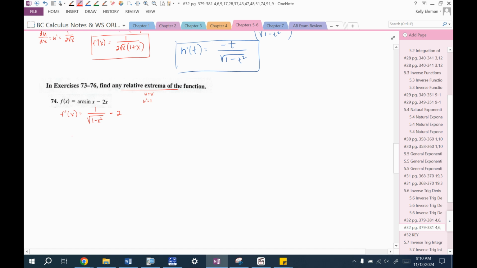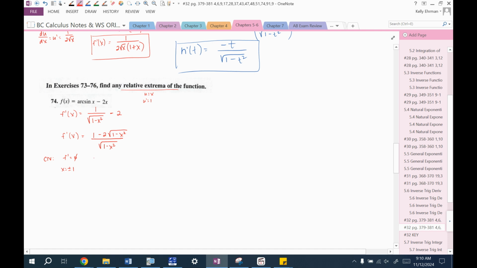Now we're trying to find critical numbers, so let's combine some like terms here. If I want this whole thing to be over the square root of 1 minus x squared, I can leave this 1. This minus 2 gets multiplied by the square root of 1 minus x squared. What are the critical numbers? Well, let's start with the denominator. When f prime x is undefined, we get x equals plus or minus 1.